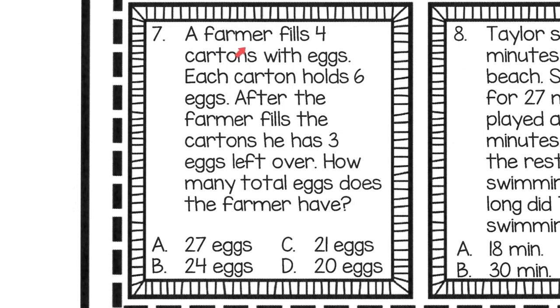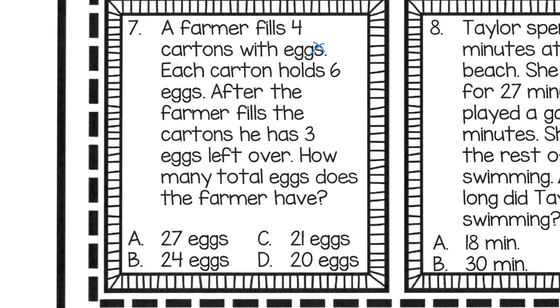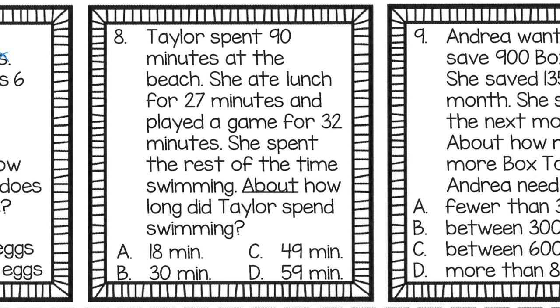Number 7 says a farmer fills 4 cartons with eggs. Each carton holds 6 eggs. 4 cartons, 6 eggs in a carton. If I wanted that total, I think I would probably multiply those 2 numbers. After the farmer fills the cartons, he has 3 eggs left over. How many total eggs does the farmer have? So if he has 3 extra, we can add this to our total here to get our answer. Write your equations, circle your answer, press play when you're ready for the next question.